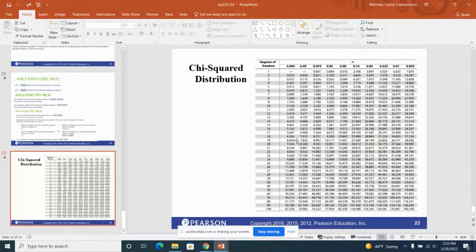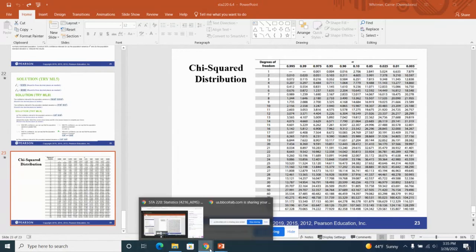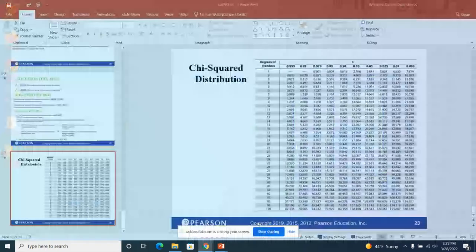Okay, 19 is a white line, 0.975 is 8.907. And then for 0.025, that's 32.852. So this one's my right and my left. So let me go back to my camera so you can see what I just wrote down there.